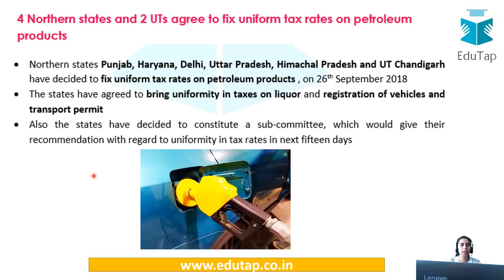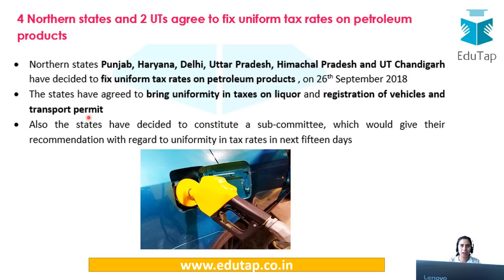Okay, so our final news is about the northern states and UTs. Not all the northern states, but 4 northern states and 2 union territories have come together, and they have agreed on fixing uniform tax rates on petroleum products. Now this is important, and you need to keep in mind what these states are. So the 4 neighboring states are Punjab, Haryana, UP and Himachal. The 2 UTs are Delhi and Chandigarh. So these are the 6 states and UTs. They are going to fix their uniform tax rate, and once this is done, they have agreed that they'll also fix uniformity in the taxes on liquor and the registration of vehicles.